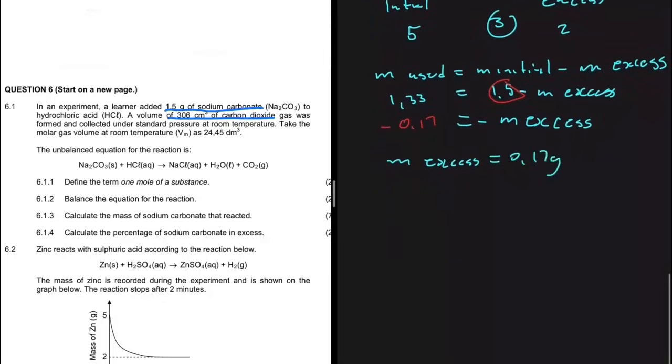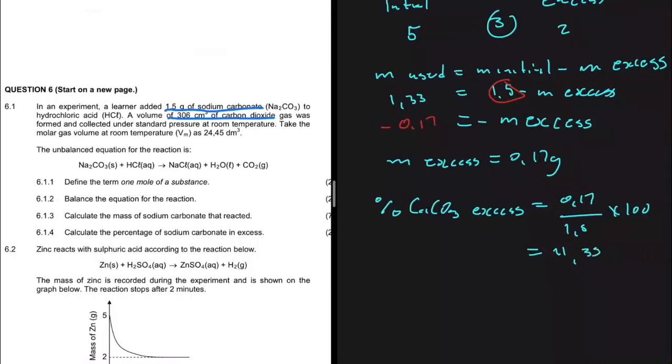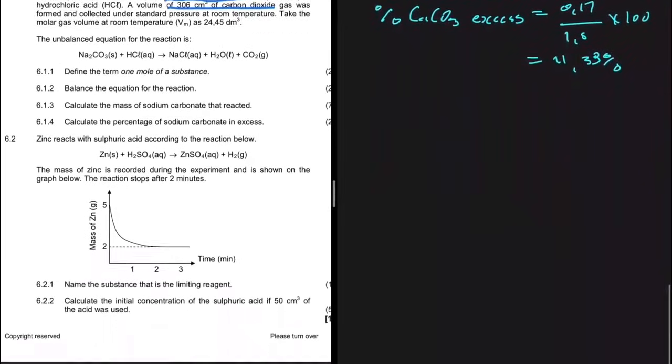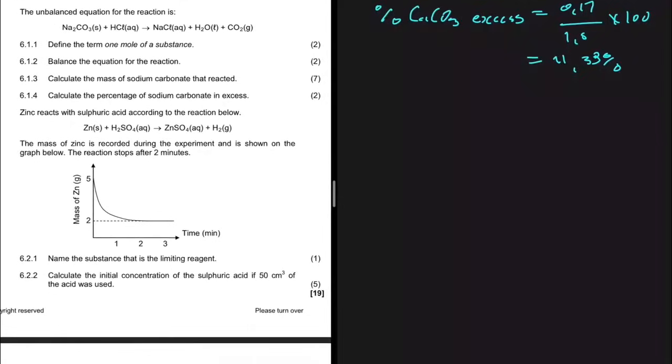So now we can say that the percentage of CaCO3 in excess will be equal to 0.17 divided by the initial mass, which is 1.5, multiplied by 100. Obviously, we want the percentage. So that will be 11.33 recurring, and so on, percent. You can see here the kind of stuff we do, in that you have no choice. You have to be extremely sober, right?